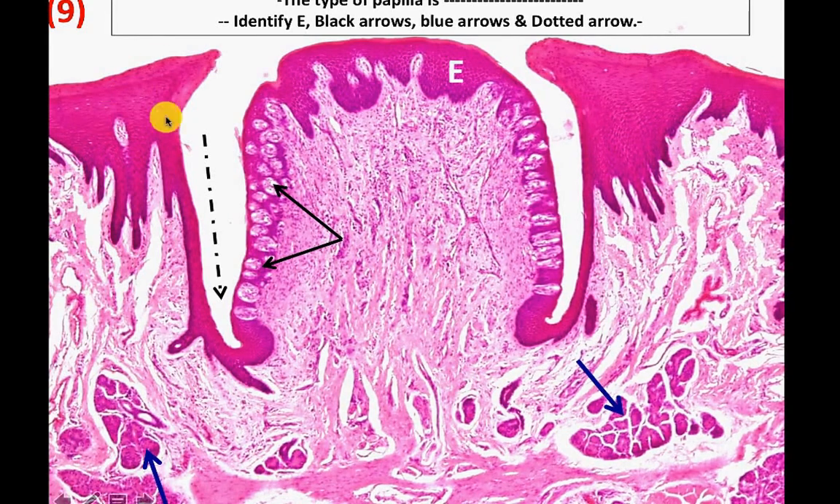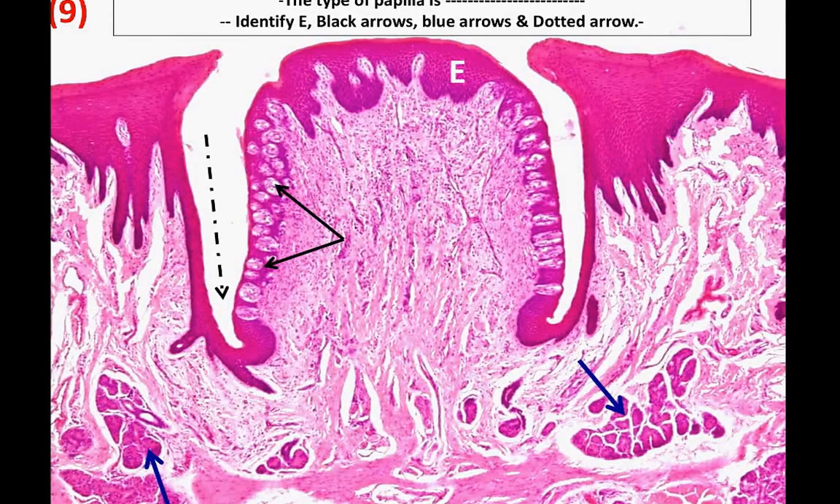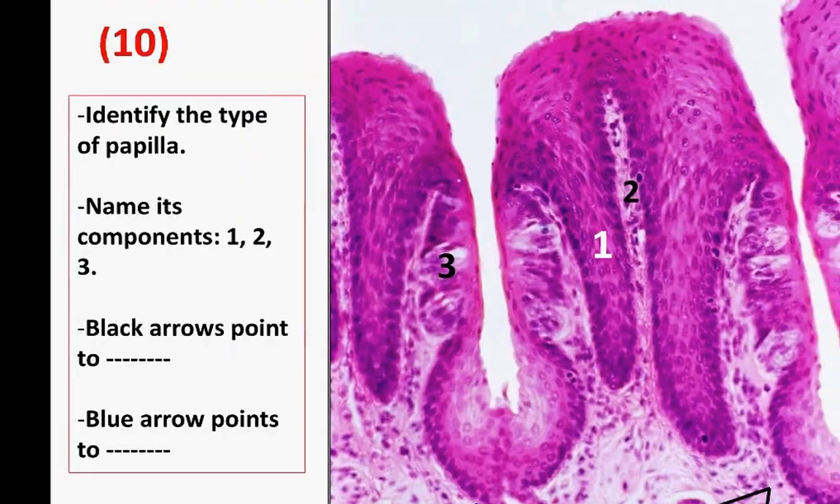This type of the papilla is the circumvallate papilla. Number E is the non-keratinized stratified squamous epithelium. The black arrow, taste buds. The blue arrow is the von Ebner serous glands. The dotted arrow is the groove or the valley. So here we finished slide 9.